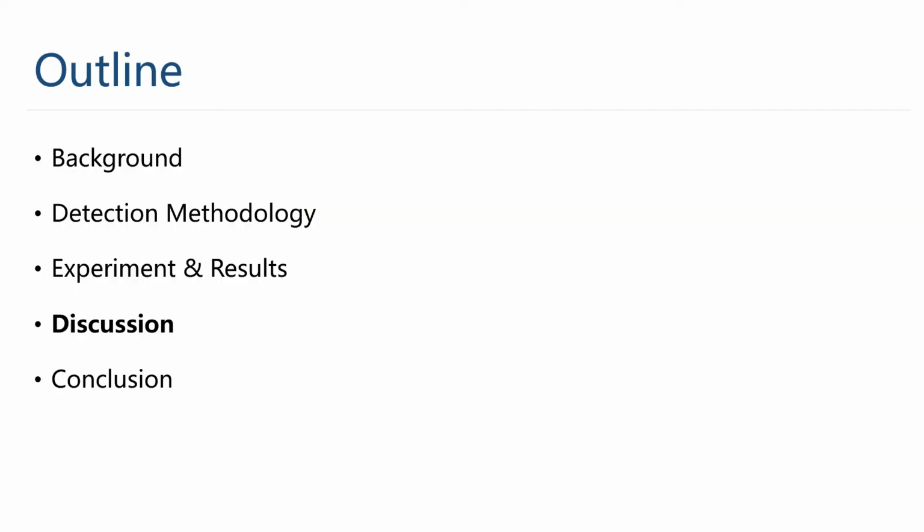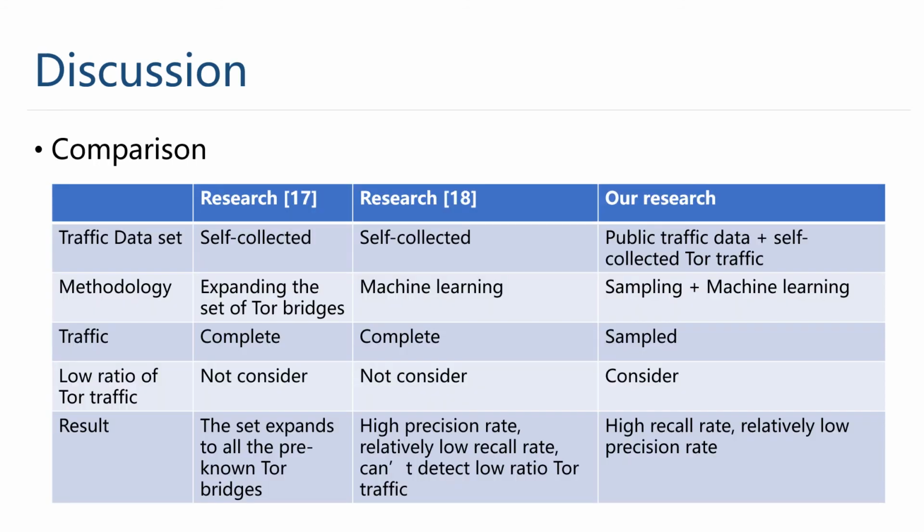And then we put forward the discussion. We compare our method with two other methods. The result shows that their methods all use the complete traffic and don't consider the low ratio of toll traffic. Processing complete traffic consumes more resources, which makes their methods unsuitable for backbone networks. But the research agent gets a high precision rate. In the future work, we can adjust the machine learning model referred to their research.